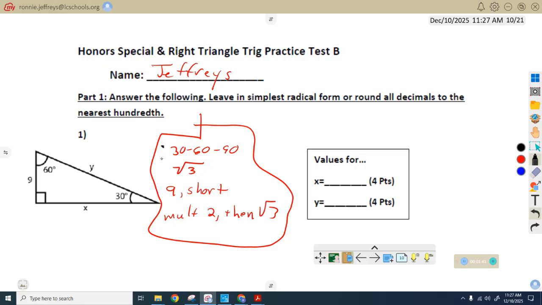All right. Some people might have got it. So, x is my long leg. So this is actually going to be 9 times 2, which is 18. This is our long side, or long leg, times this, which is just 18 root 3.